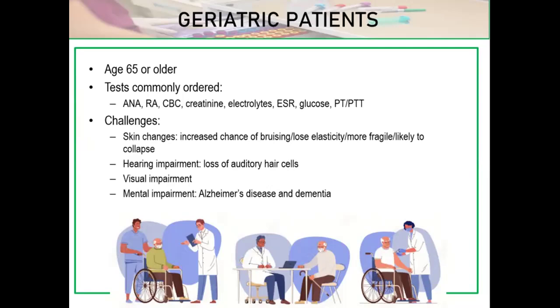RA is for rheumatoid arthritis. We have CBC, we have creatinine for the kidneys, and electrolytes. ESR, erythrocyte sedimentation rate, identifies if there is internal inflammation. We have glucose, we have protein, and partial thromboplastin time as our coagulation tests. Most of the time, our geriatric patients are the ones who complain, so we need to maintain our professional attitude in dealing with geriatric patients.